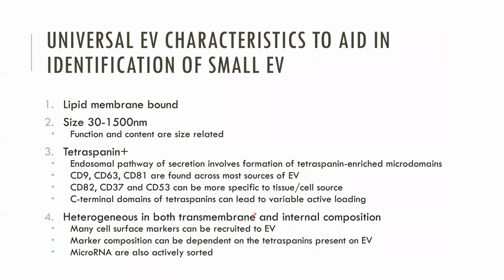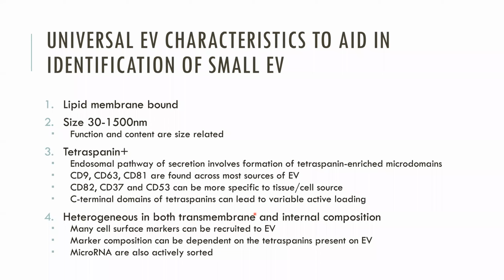So I thought I'd put in a slide to tell you about the universal characteristics that we can use to identify small EVs, because they are so small and we're trying to find them optically. EVs are always bound by lipid membrane. So that's one thing we can find. Their size is typically right around 100 nanometers for exosomes. And the function and the size are definitely related.